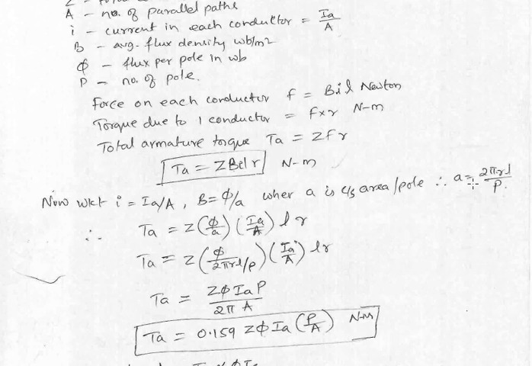So we get the area per pole. So this is A, the cross sectional area per pole. That is how we calculate B is equal to phi by A, and A is 2 pi RL divided by capital P. Now we are going to replace all these values in this equation.